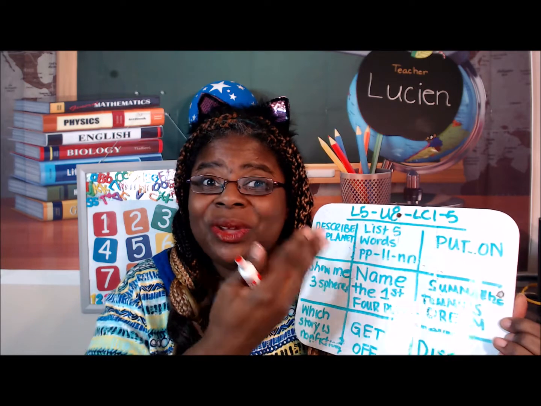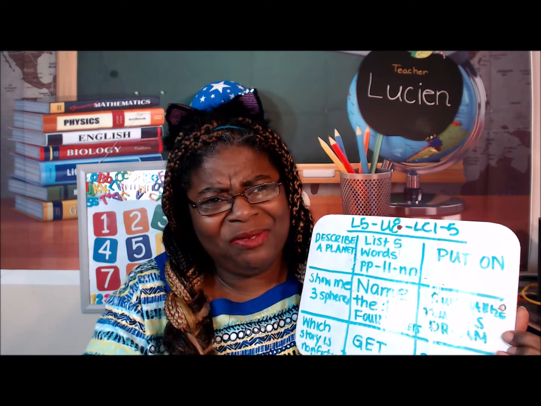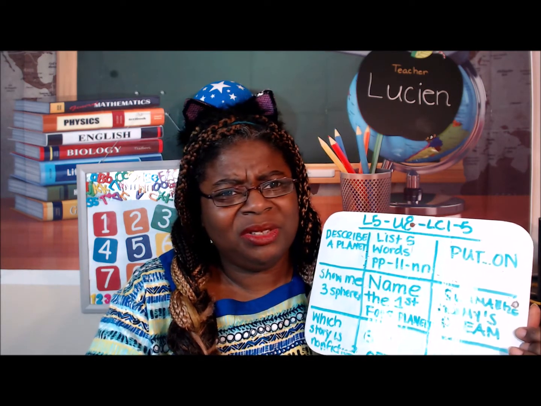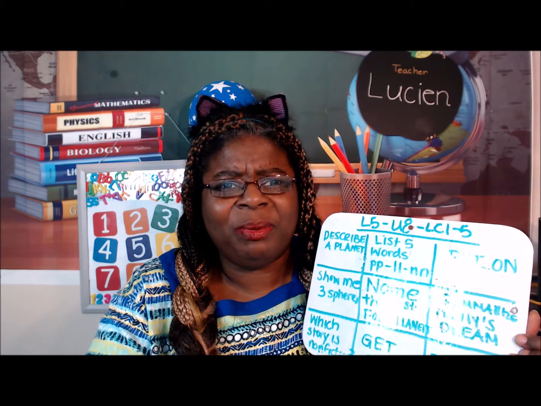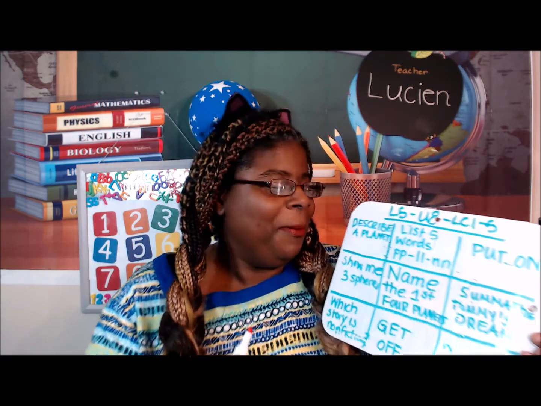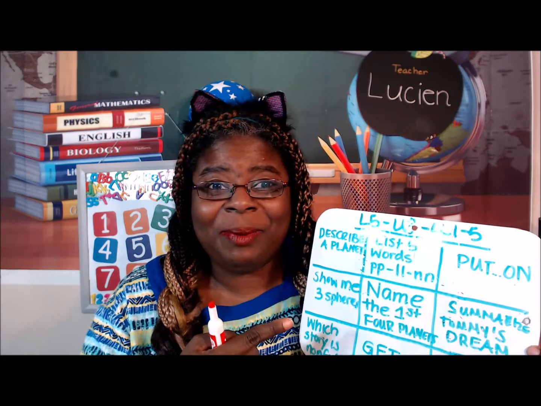Okay? So you can do this at all levels except pre-VIP. You don't want to do that to them. And why are you playing tic-tac-toe with pre-VIP kids? But any which way, they're to describe a planet.